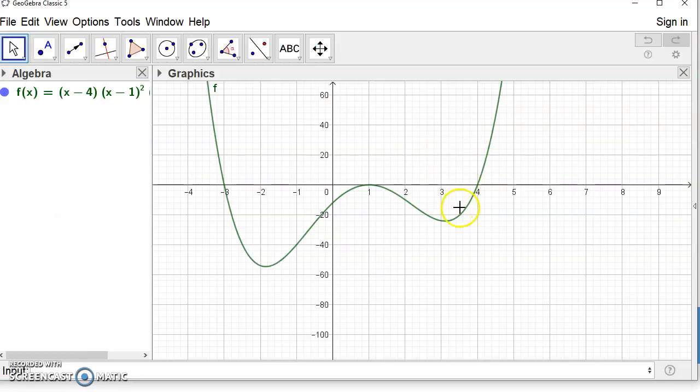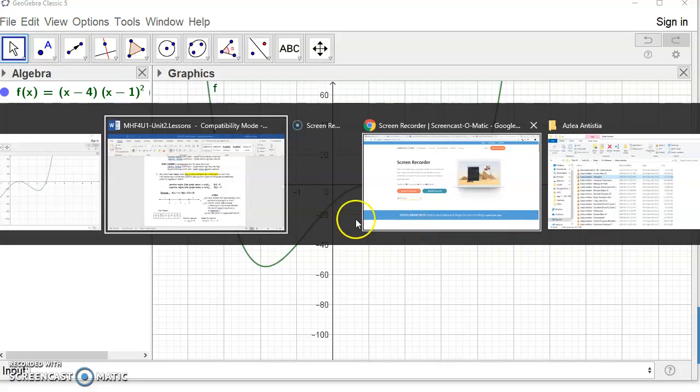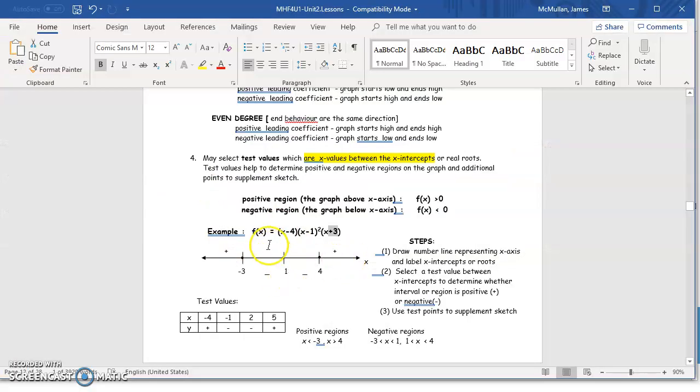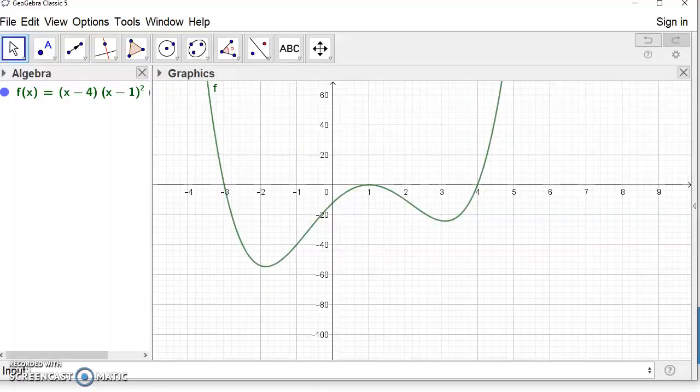A table like this tells you so much information, right? Just looking at this table, you should be able to tell me that this is an even degree function, right? It ends positive, positive. Its end behavior is pointing up. You should also be able to tell me that at negative 3 there's an odd multiplicity root because we're passing through the x-axis, whereas at 1 there's an even multiplicity root, which bounces off the x-axis. And again, all this is confirmed in the picture that we see here.